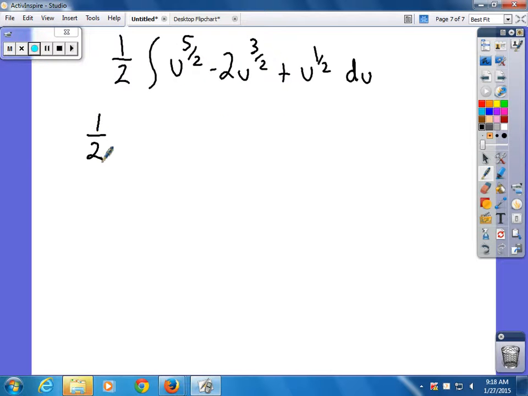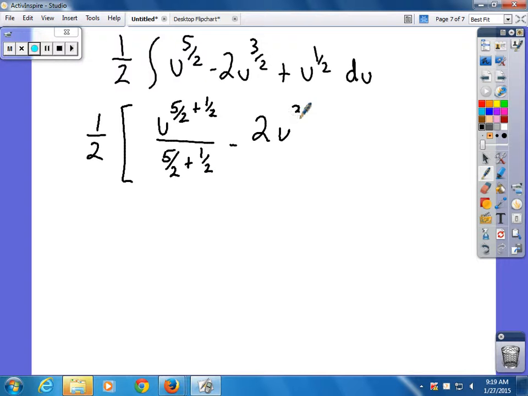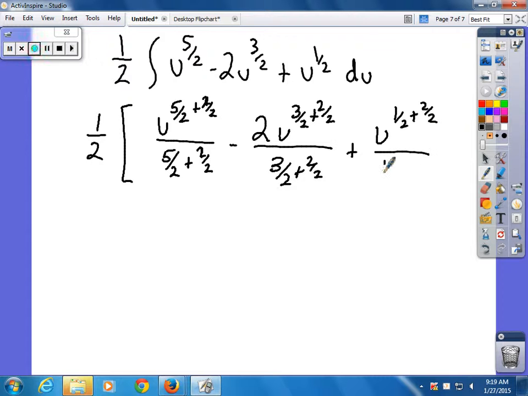One half, and I'm just going to put brackets here. U to the 5/2 plus 1/2 over 5/2 plus 1/2, minus 2u to the 3/2 plus... Did I do 1/2? I think I did 1/2. I should do 2/2, right? 2/2 over 3/2 plus 2/2. Y'all too quiet, bothering me. U to the 1/2 plus 2/2 over 1/2 plus 2/2 plus C.